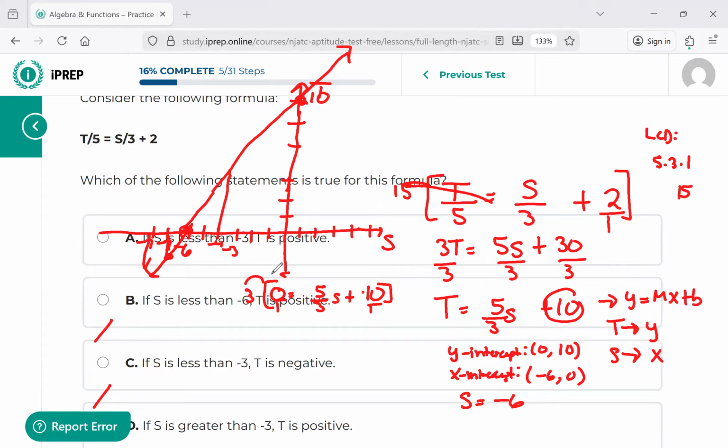What about D, the last one? D says if s is greater than -3, so that means we can use -2. T is positive. Yes, I think that's always going to be true. If you do -2, positive. If you use -1, the t is positive. If you use 0, it's 10. If you use 1, it's higher, 11, etc. So I think this is always going to be true.